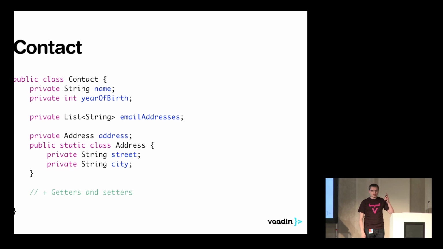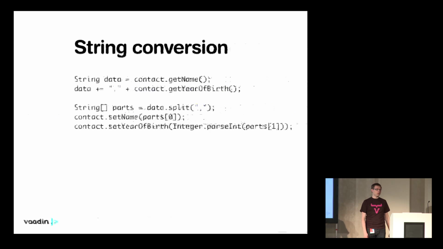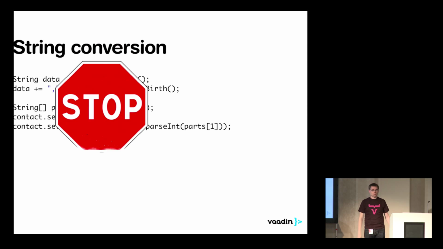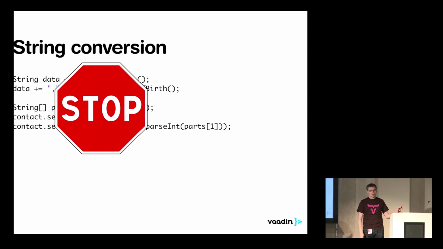So the first really basic way of doing this would be to put all those fields together into a string by yourself, put commas in between, and then when you get the data back, you just split on the commas. Don't do it, please. Because there are lots of things that can and will go wrong. What happens if there's a comma in the name? What happens if there are some strange non-ASCII characters in the name?